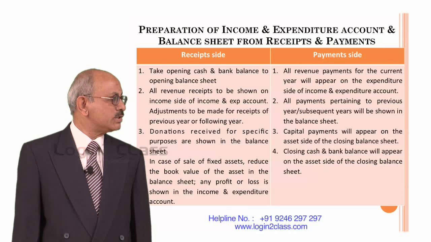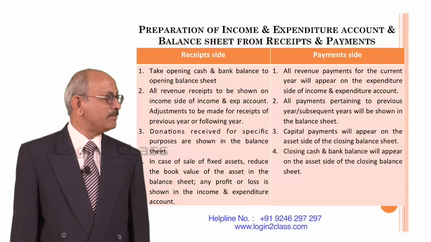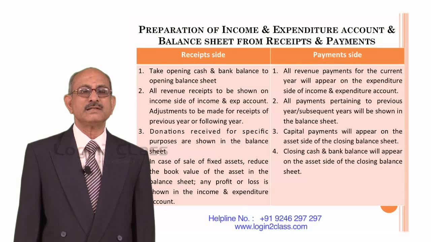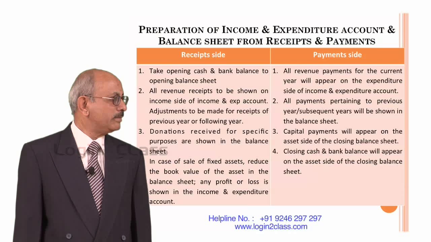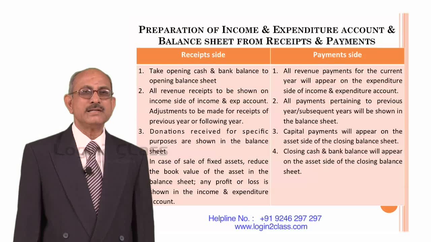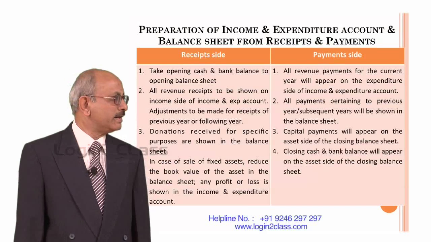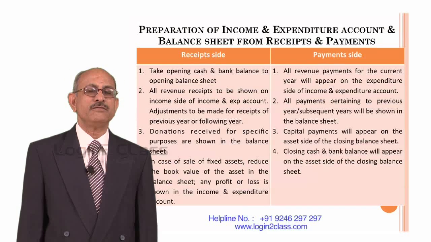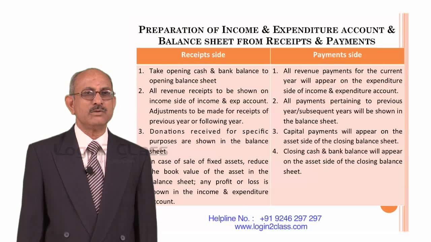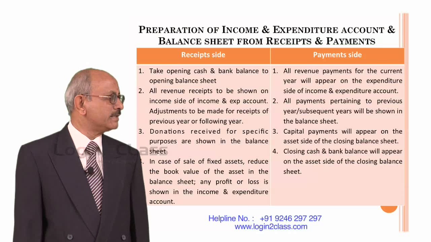And similarly, closing cash and bank balance will appear on the asset side of the closing balance sheet. So, this will be directly taken to the balance sheet. It will not go to the income and expenditure account. That is how we have to convert a receipts and payment account into an income and expenditure account.